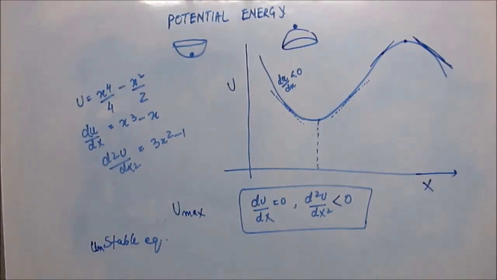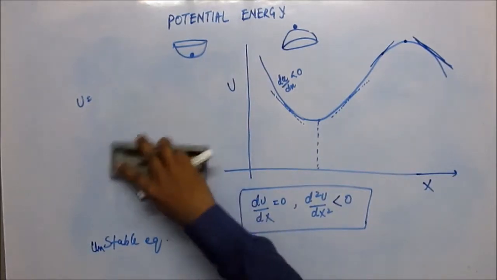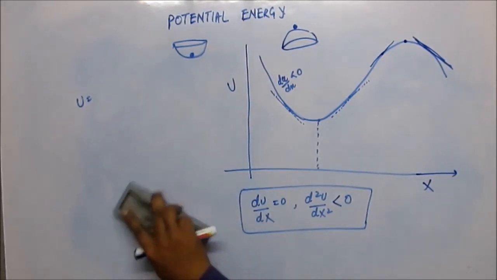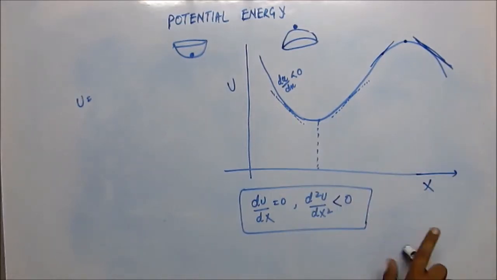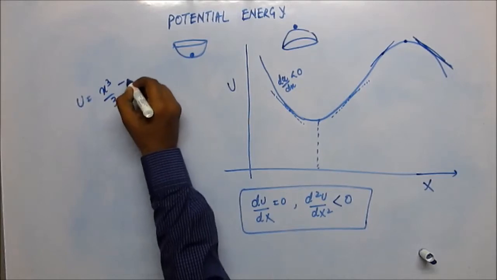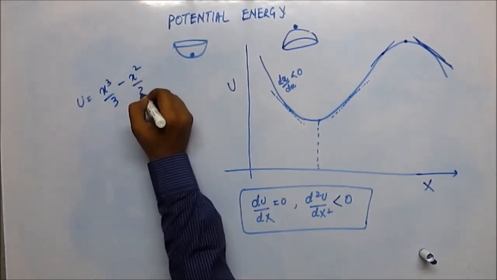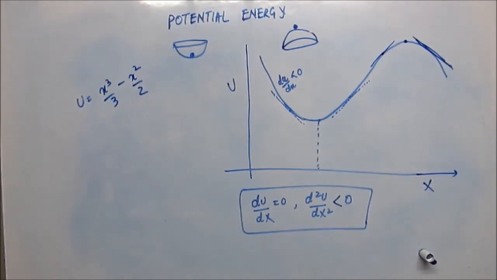Okay, so this completes the theory. Now we are going to look for problems. To solve a quick one here itself, let me give you a function and you find all the points of stable and unstable equilibrium. Suppose the function is x cubed by 3 minus x squared by 2. If this is the function, find all the points of stable and unstable equilibrium.